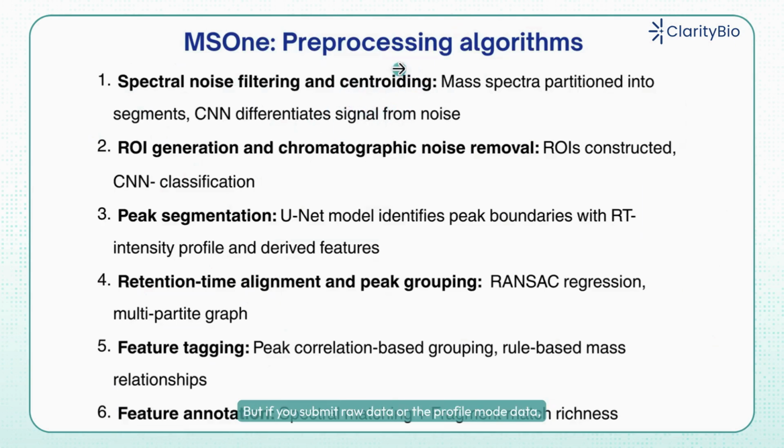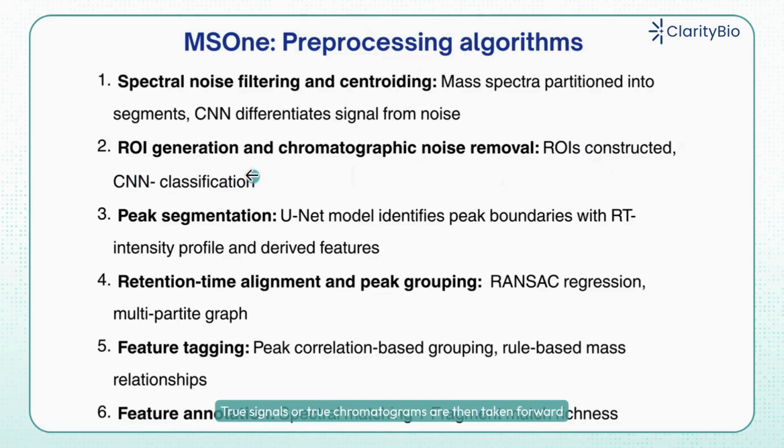But if you submit raw data or the profile mode data, then there are certain advantages of the centroiding algorithm that we use. In the chromatography, ROIs are generated. And again, this is meant for those who are familiar with the terminology. So regions of interest. These are candidate chromatograms, which are then classified as true signal versus noise.